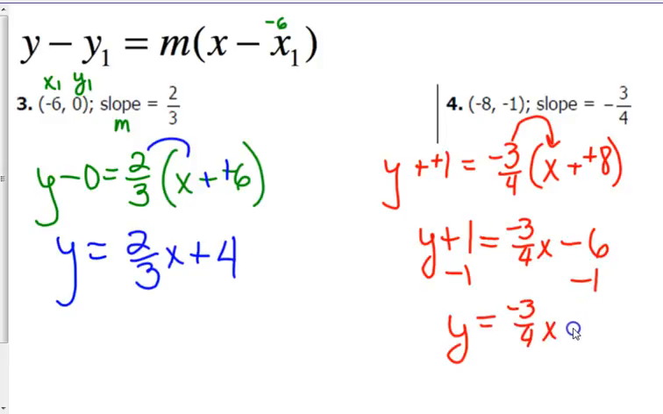Negative 6 minus 1. Be careful. Phones away or I will take them. We good?